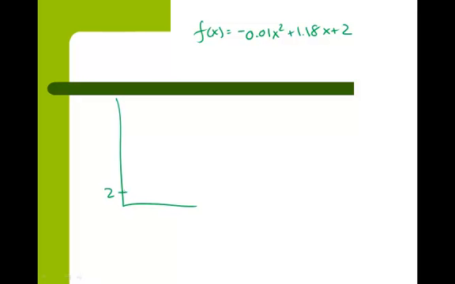Now I want you to look in your textbook on page 293, and there's an example at the bottom that talks about a punted football, and they give us a nice equation, f of x equals negative 0.01x squared plus 1.18x plus 2. It's an open down path. We can see that it is punted at a y-intercept of 2, so it's 2 feet off the ground when it touches the punter's foot, and we want to see the maximum height of the football.